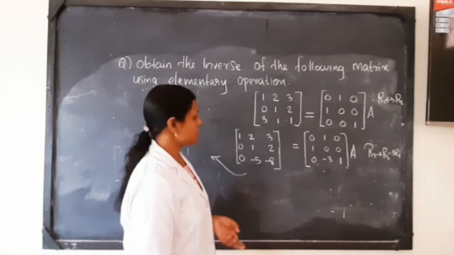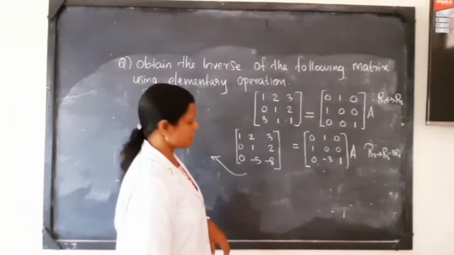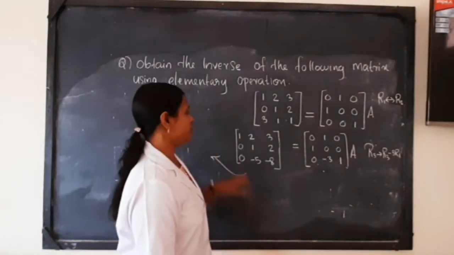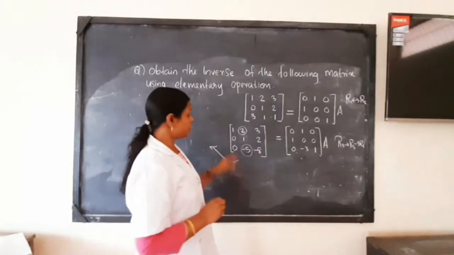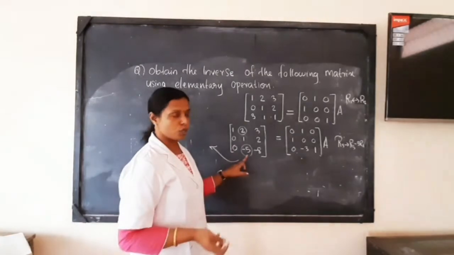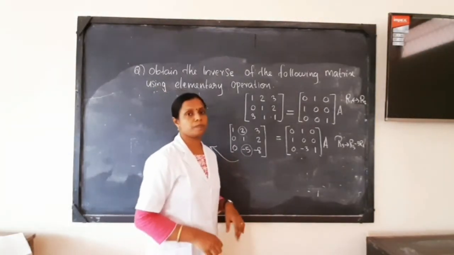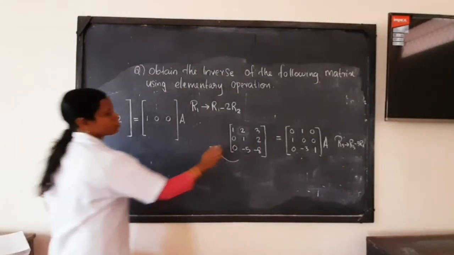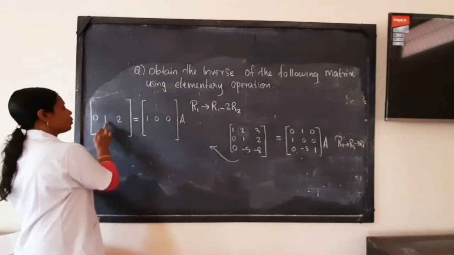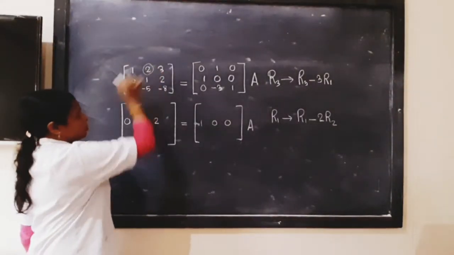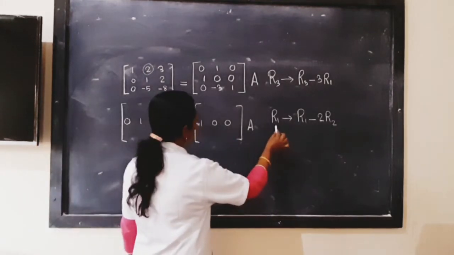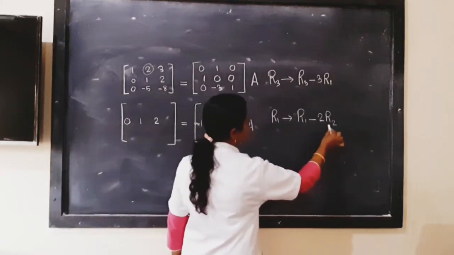Next we consider the first non-zero element in the second row. It is 1. Next we convert 2 and minus 5 into 0 using elementary transformation. Write the second row of the matrix here, that is 0, 1, 2, 1, 0, 0. For making 2 to 0, using the transformation R1 tends to R1 minus 2 R2.